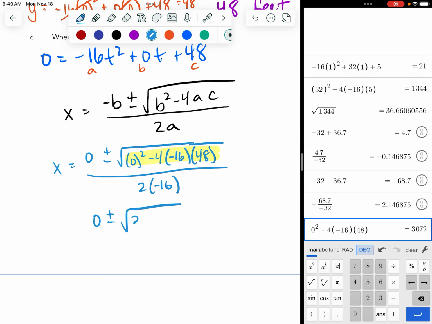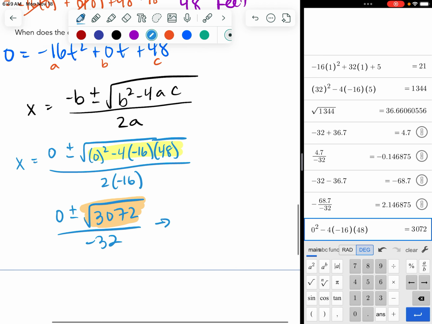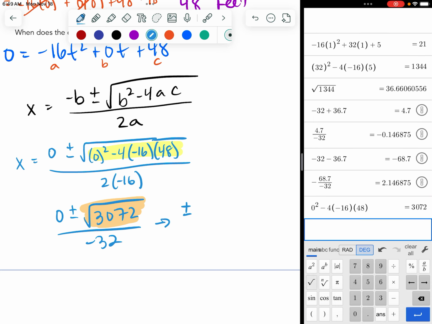So inside the square root, we get 3,072. 2 times -16, that's going to be -32. Okay, so remember, next part is actually doing the square root part. So 0 plus or minus, not the square root anymore. Let's do the square root of 3,072. Let's just go one decimal place. That's 55.4 divided by -32. You could still have this 0 plus or minus in front.